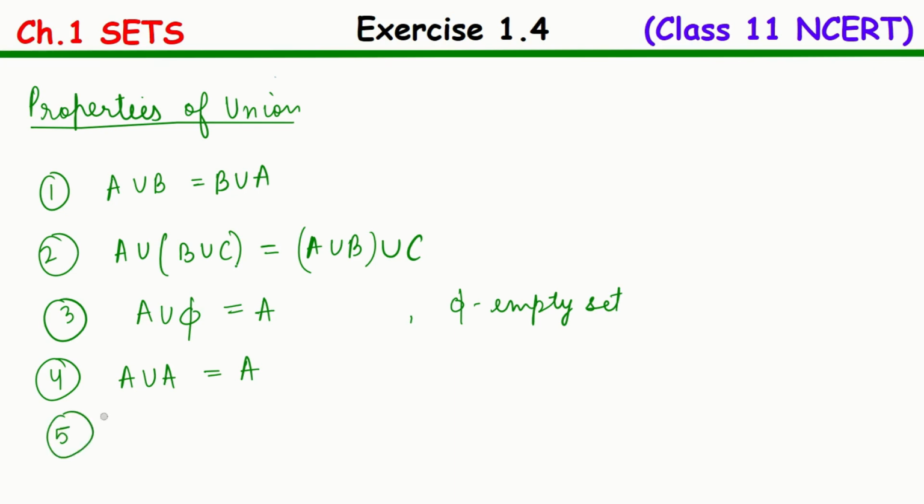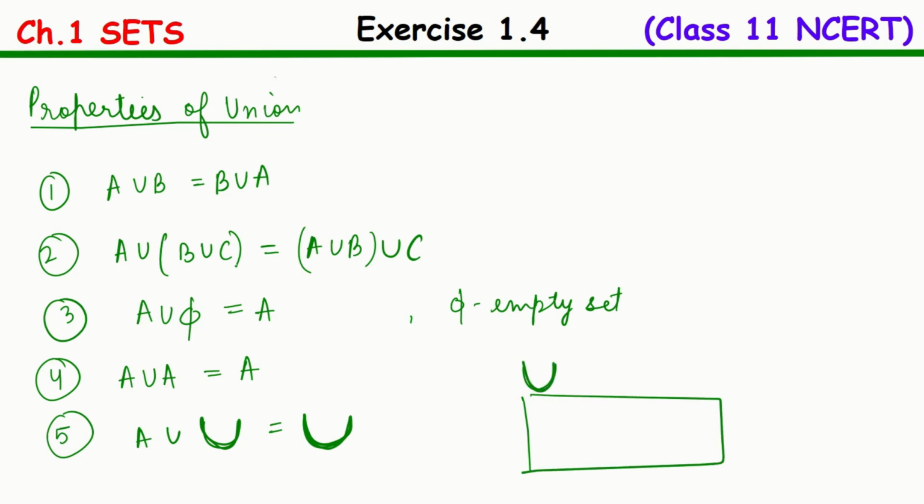The fifth is the law of universal set, which says that A union the universal set U will always be equal to the universal set U. Suppose this is the universal set U, and A will be something inside it. So all the elements of A and all the elements of the universal set, when we combine it, the area will be this, and it will be the universal set U.